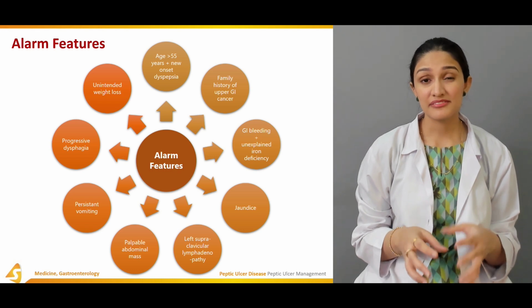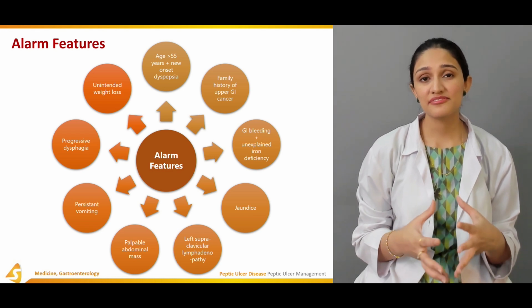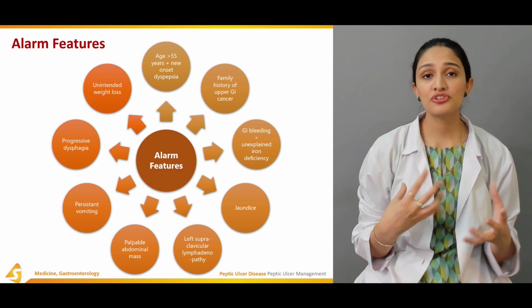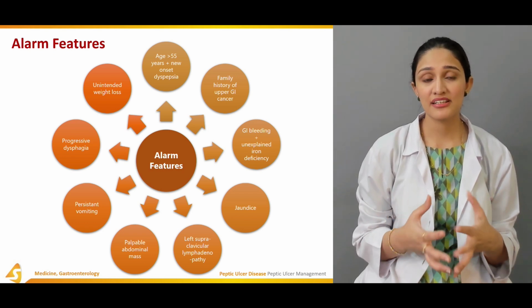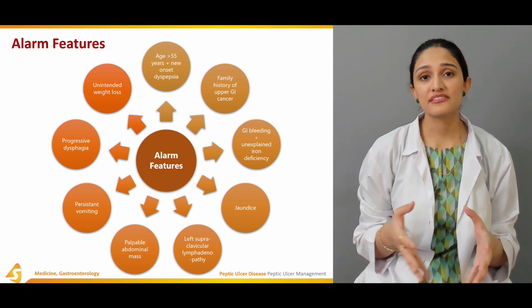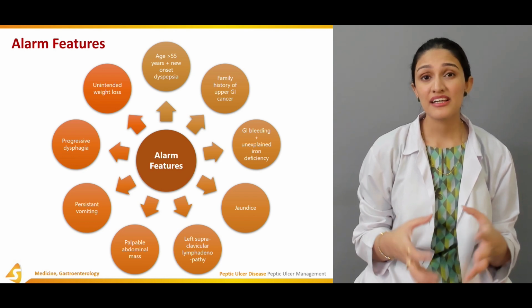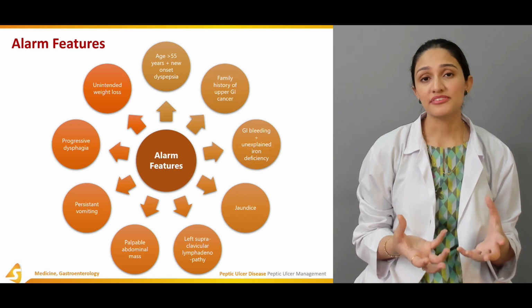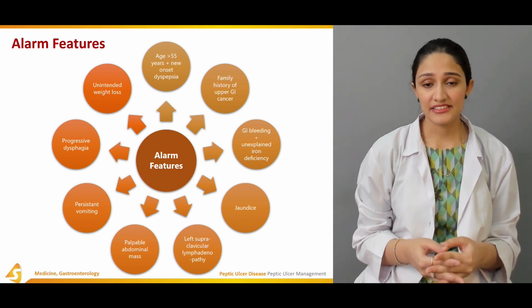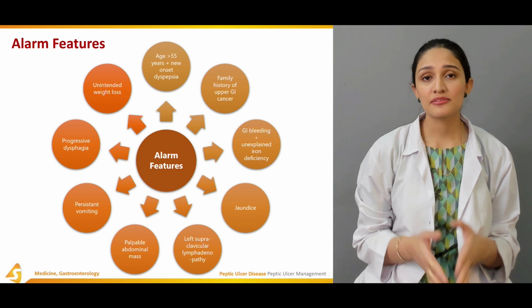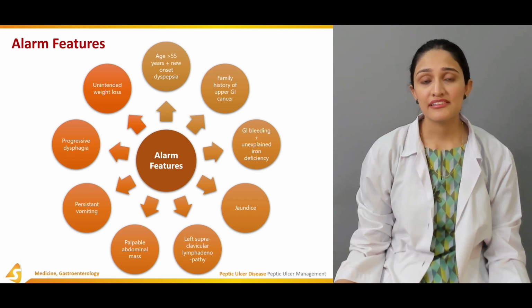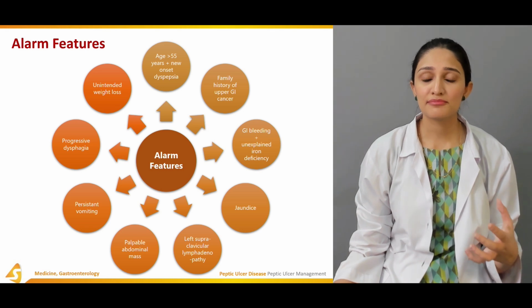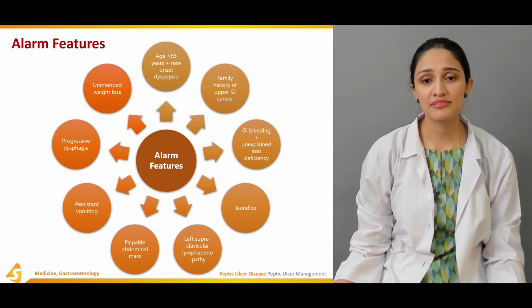So these alarm features are helpful in accurately diagnosing the patient with peptic ulcer disease, and these are also diagnostic features for any type of neoplasia that might occur within the stomach, which is an ultimate complication of peptic ulcer disease. So these types of patients are promptly sent for an endoscopy to rule out any growth or any neoplasia within the stomach or the duodenum.